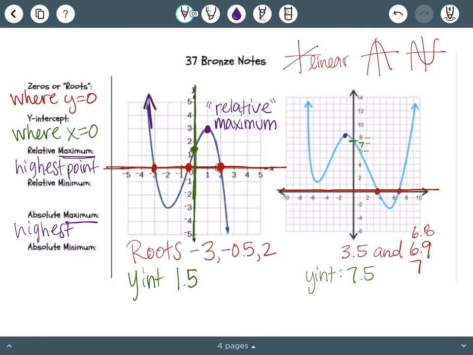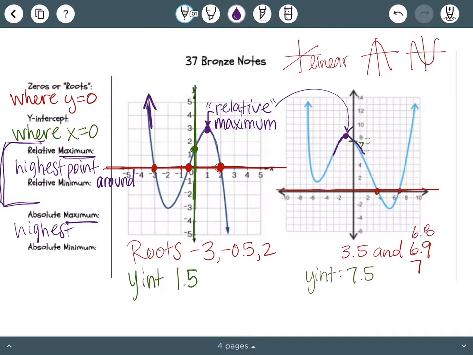We can also say that about this point here. So we can see this relative maximum there and a relative maximum there. It's not the highest point on the graph, but it's the highest point comparatively to the points that are right around it. Right, so we can see that. So relative then would mean around, right? The highest point around.